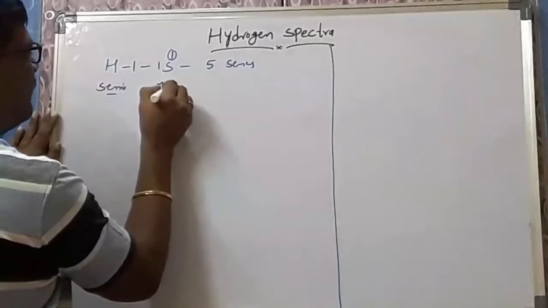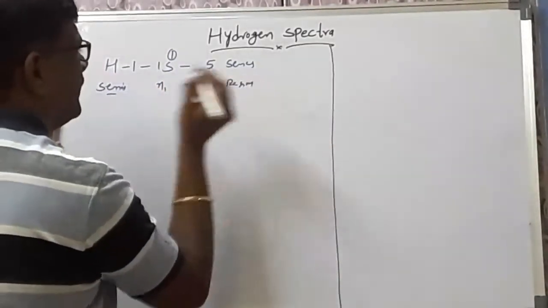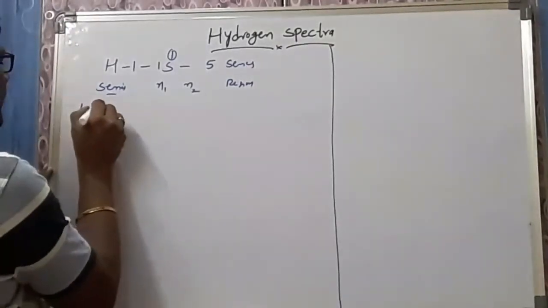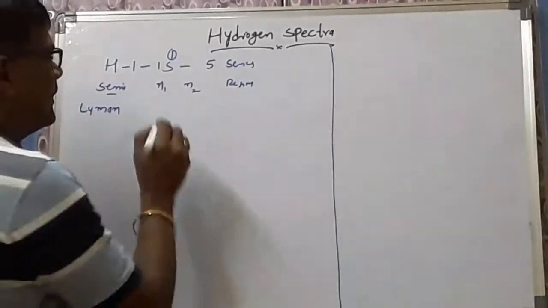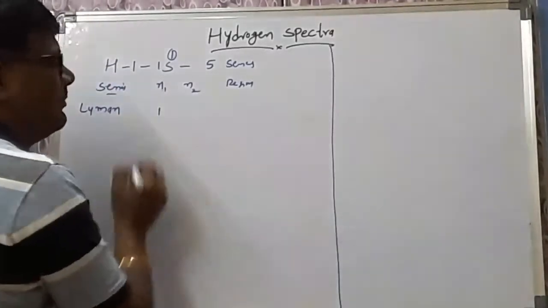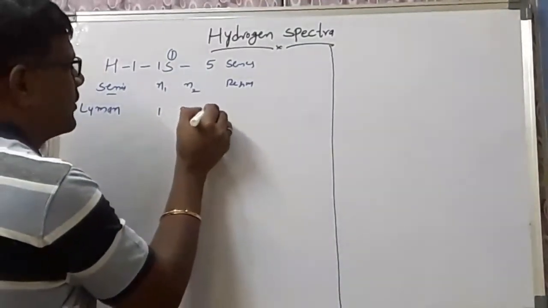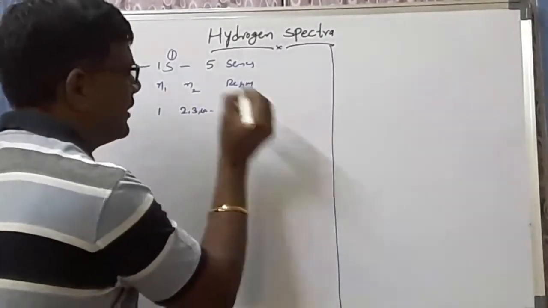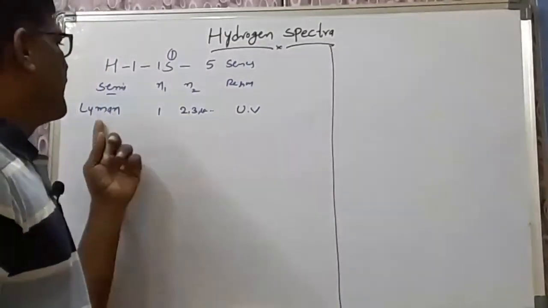I am taking here n1, n2 and the region. The first series, as I already mentioned, is the Lyman series, and for the Lyman series n1 will be 1. After 1, what you will get? 2, 3, 4, and so on. And the Lyman series is observed in the UV region, the ultraviolet region.